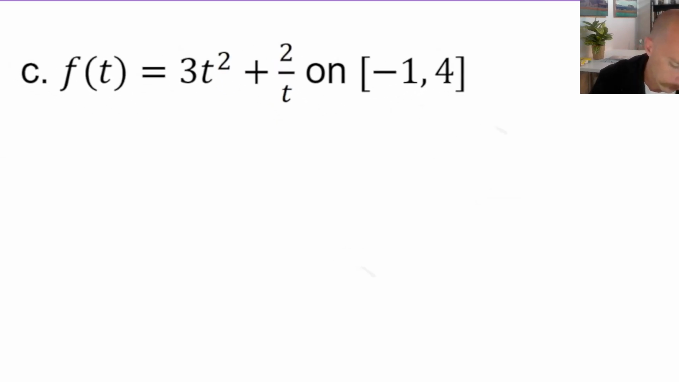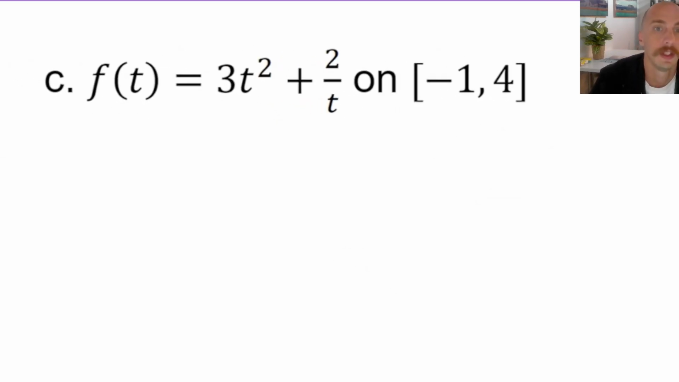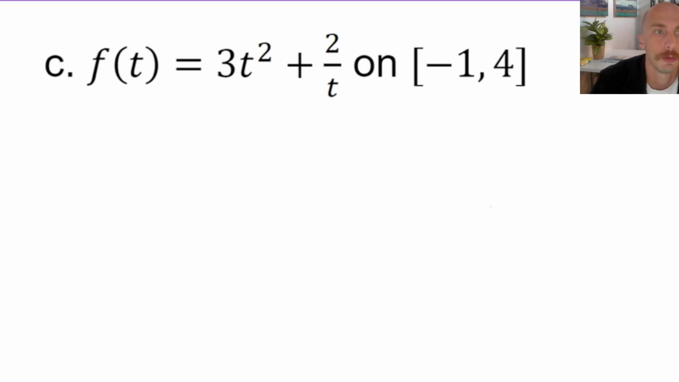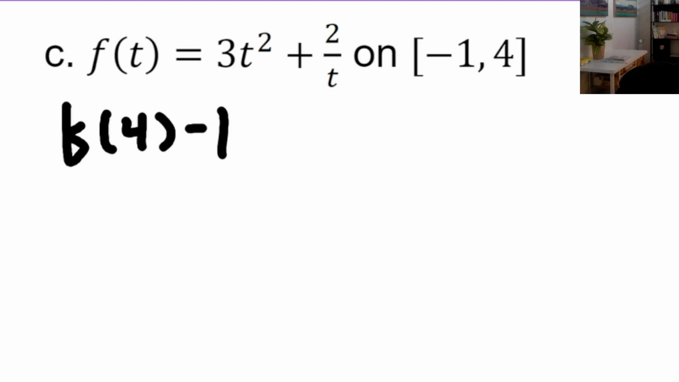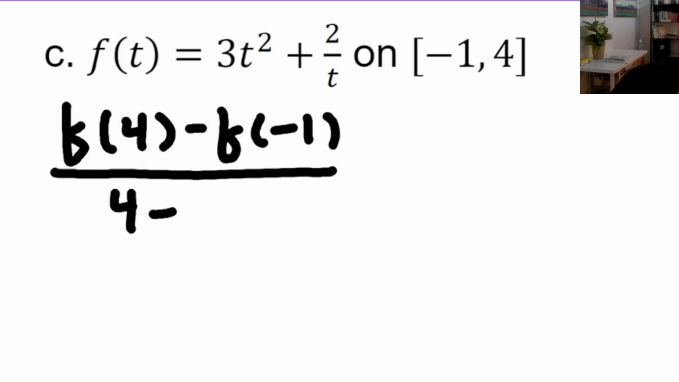Alright, 3t squared plus 2 over t on t ranging from negative 1 to 4. Alright, so f of 4 minus f of negative 1 over 4 minus negative 1. That's going to equal, alright, when I plug in 4, I'll get 3 times 4 squared, alright, 3 times 16, that's 48.